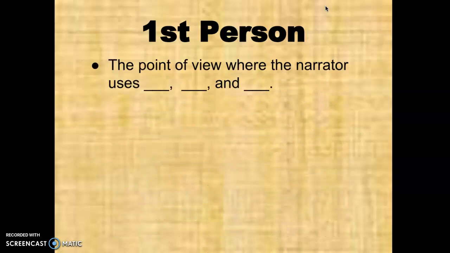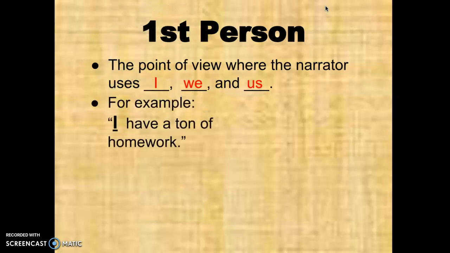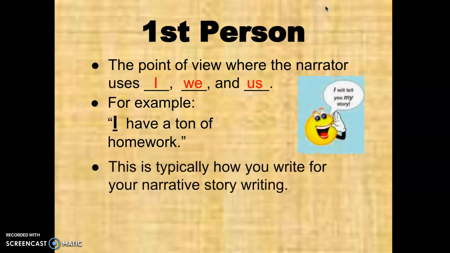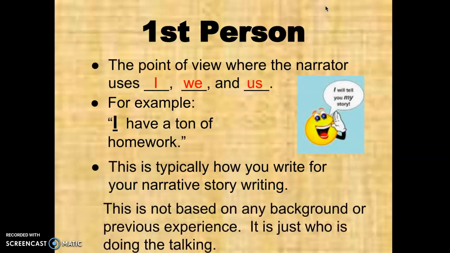First person is the point of view where the narrator uses I, we, and us. You will also hear me, my. For example, I have a ton of homework. And this is typically how you write your narrative stories. This is not based on any background or previous experiences. It's just who's doing the talking. So it's you narrating the story.